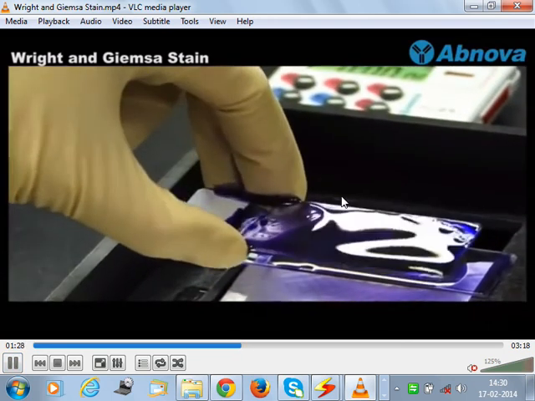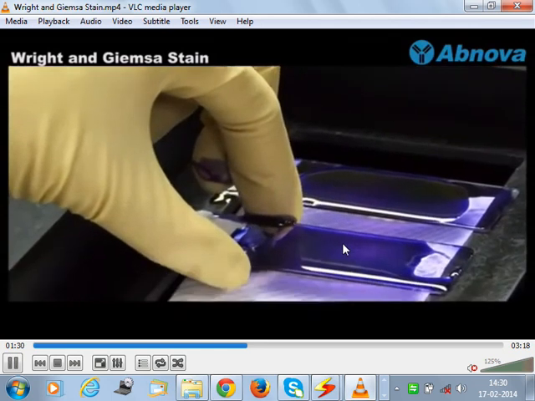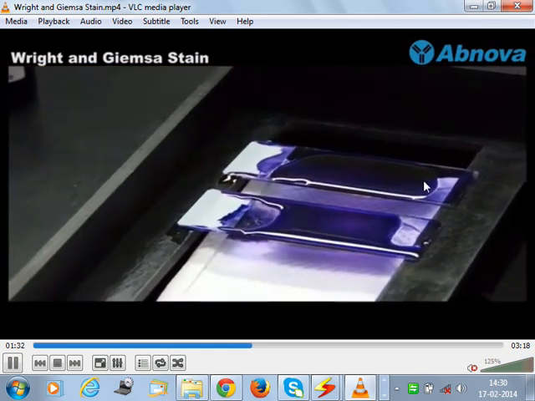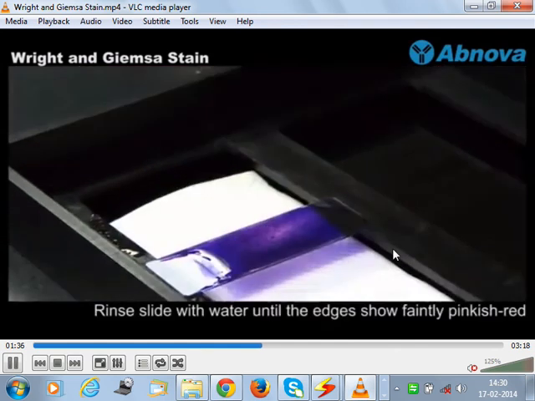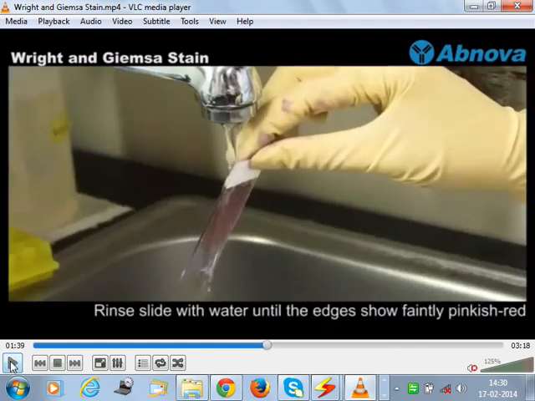So we add stain, we put distilled water and leave it for 7, 8, 9 minutes. Make 3 slides. At the end of 8 minutes, pick up the slide. Here what they are showing is they are putting it under tap water.